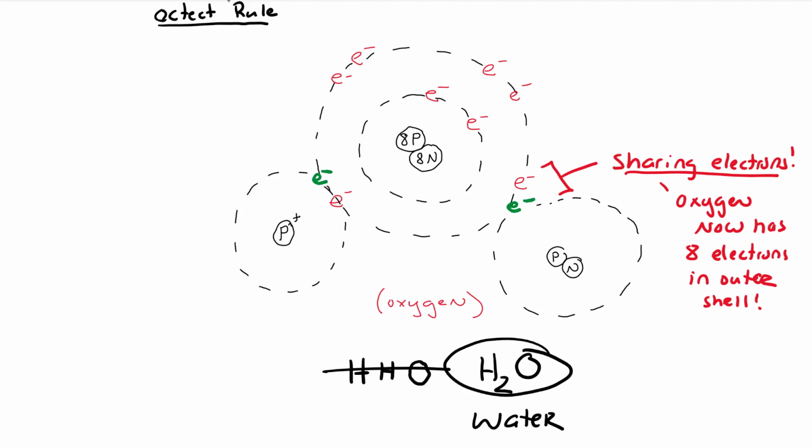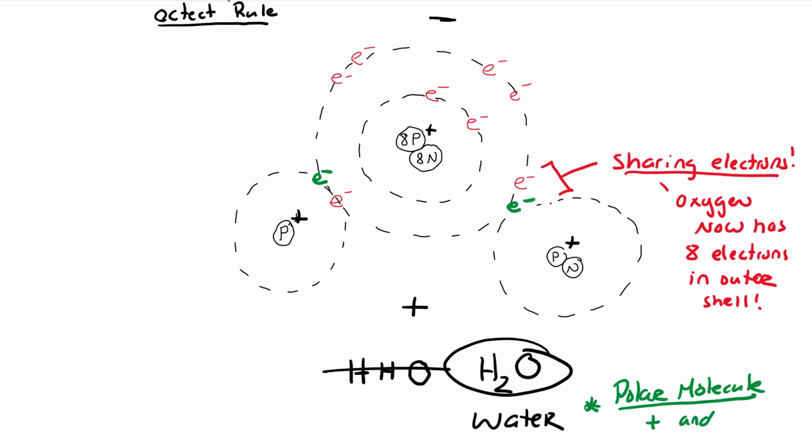2 atoms of hydrogen, 1 atom of oxygen. And if you look, all these positive protons are kind of grouped to one side, giving it a slight positive charge. The opposite side is slightly negative, making this molecule polar because it has a slightly positive and negative end.